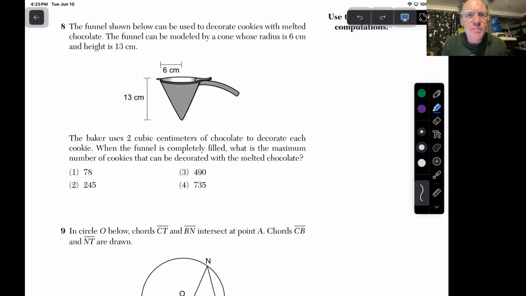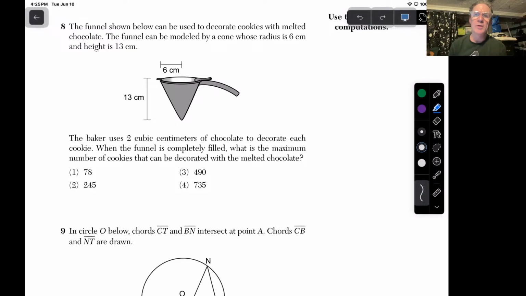Okay, the funnel shown below can be used to decorate cookies with melted chocolate. The funnel can be modeled by a cone whose radius is 6 centimeters and height is 13 centimeters. The baker uses 2 cubic centimeters of chocolate to decorate each cookie. This is making me hungry. When the funnel is completely filled, what is the maximum number of cookies that can be decorated with the melted chocolate?